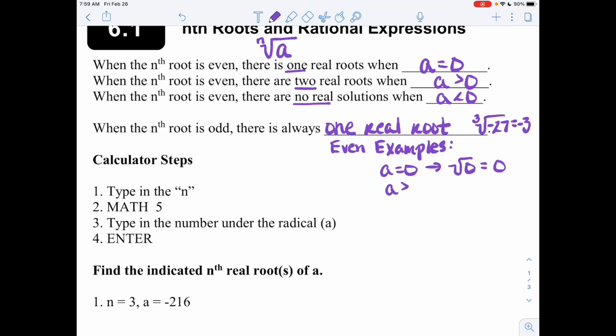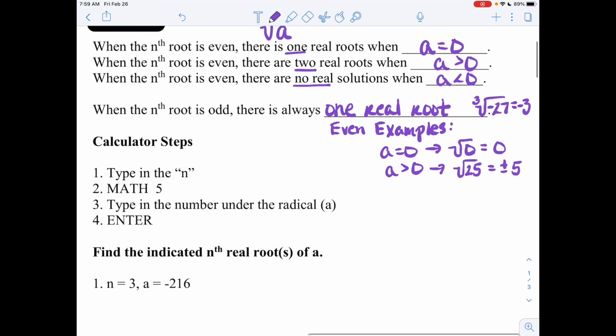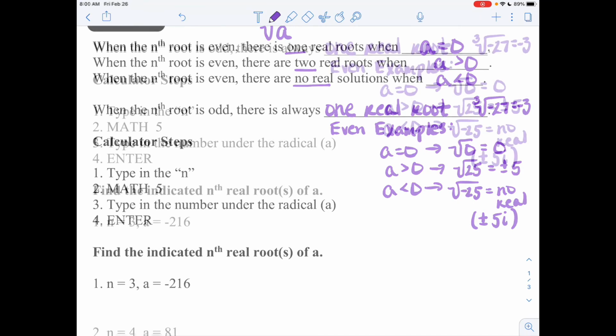If A is greater than 0, then using an example that you've seen before, the square root of 25, our roots would be positive or negative 5. And then for A less than 0, so let's say that we still have that 25, but now it's negative, we are not going to have any real roots, no real roots. But remember from what we learned last semester, our roots do exist, they're just imaginary, and it would be plus and minus 5i, our imaginary unit, which is equal to the square root of negative 1.